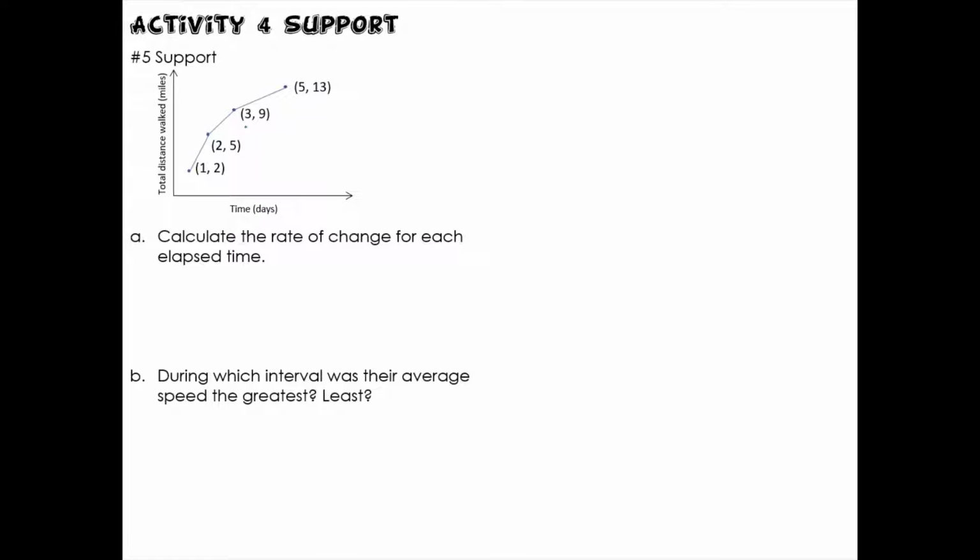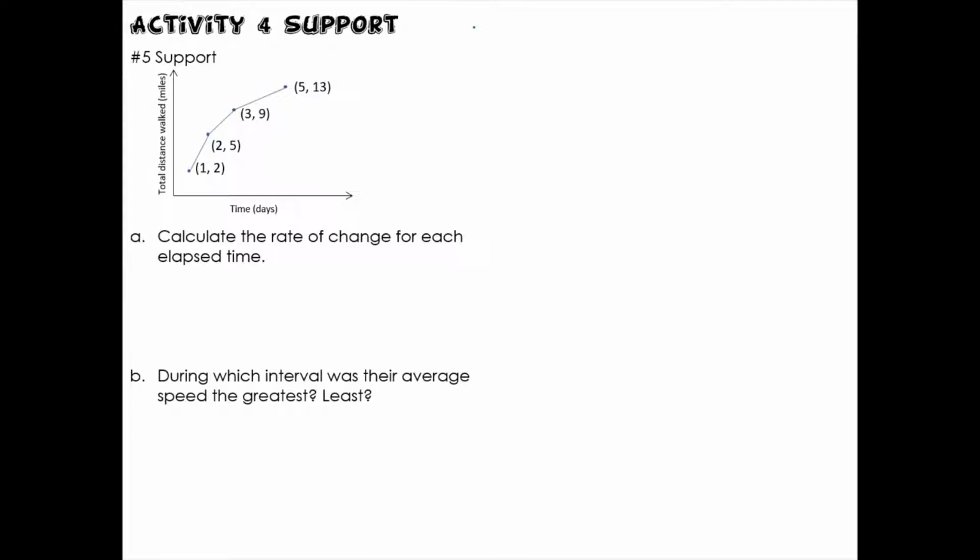And then by day 3, they walked a total of 9 miles. So from day 1 to day 3, they walked a total of 9 miles. Okay, so it's cumulative. It keeps on adding onto it. So it says for A, calculate the rate of change for each elapsed time. So from day 1 to day 2, we're going to have to basically find 3 rates of change, or 3 slopes. I'm going to just do this on the right hand side, so I have a little bit more room.